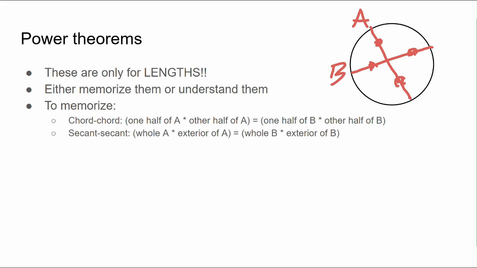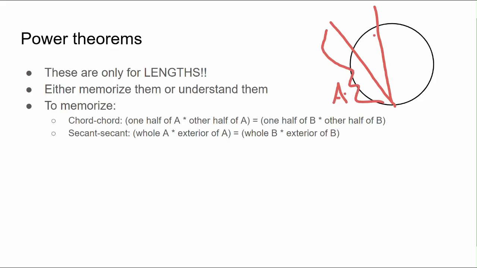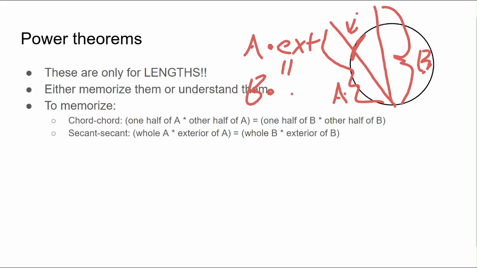Secant, secant. Let me clear this off. Secant, secant is, remember, you're cutting it. You do like this whole thing. This is A. This is B. You take the whole A times this little part here. This is the exterior, where it is on the outside of the circle. Exterior meaning outside. So the whole A times the little exterior, and then that is equal to, sorry, this is a vertical equal sign, but same difference, B times the tiny exterior.